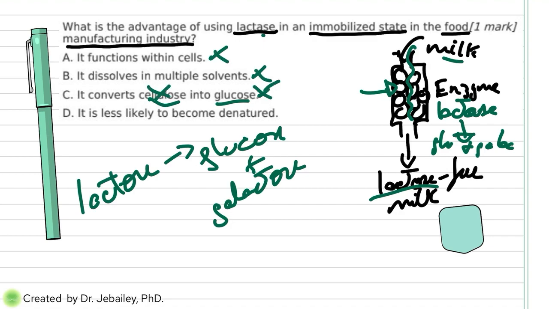So you can already reject those three, which leaves you with D, less likely to become denatured, which is true because what's happening here is they're immobilized. That means they're just standing still inside these beads, and its job is, as the milk passes by, to break it down, but there's no chance of destroying it. And the best part is that you keep using it again and again and again, and you can make all that milk become lactose free without destroying the enzyme. So the answer is D.